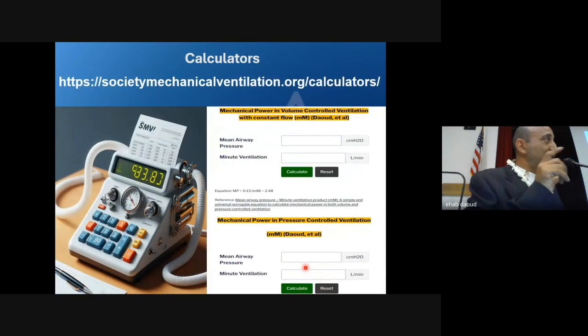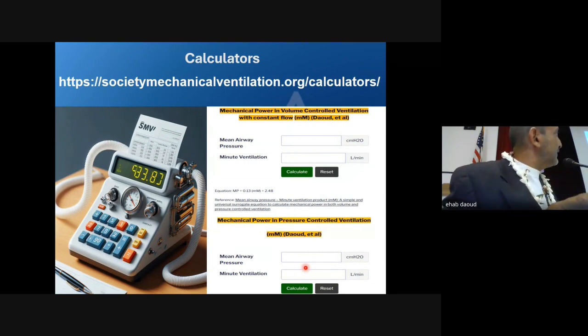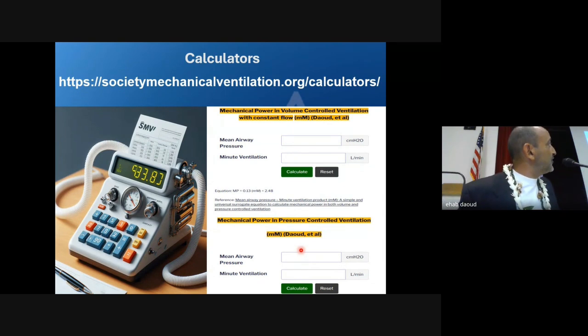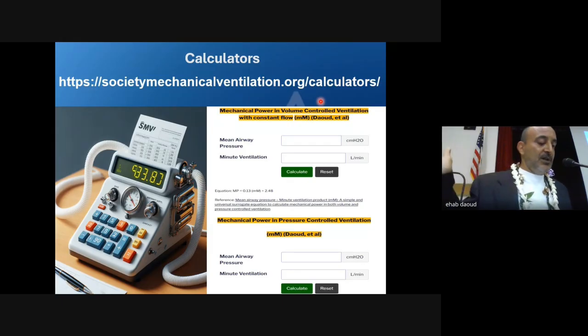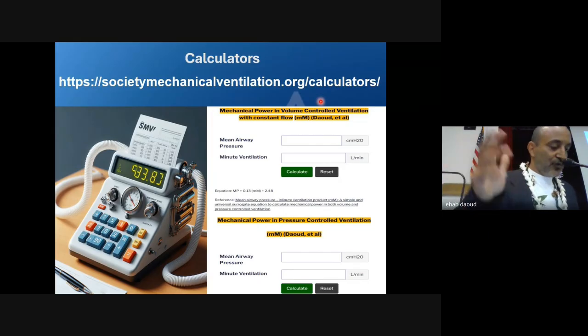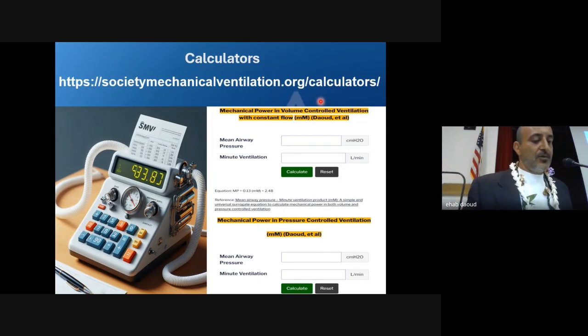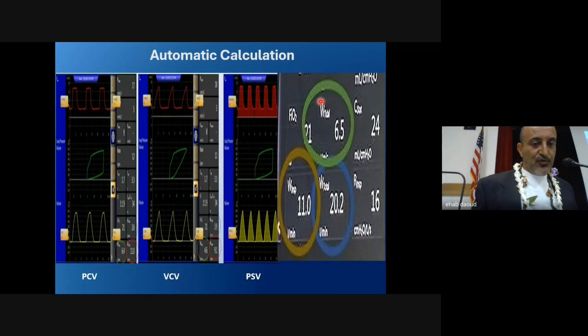So what we did, if you go to the Society of Mechanical Ventilation website, then slash calculator on the top here, we put almost all of the equations that have been used to calculate the mechanical power. Gattinoni, I forgot all the other names, Bark, or whatever his name. There are a lot of equations, not only mechanical power, you'll find oxygenation index, ROX index, whatever. So please feel free. I didn't put the new study in yet.